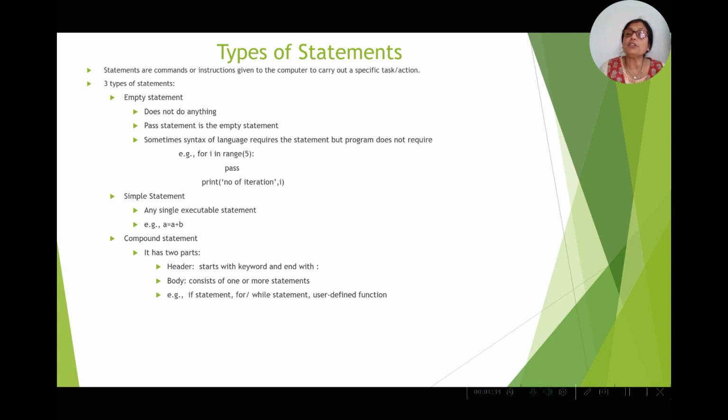Why is it so? Because a for loop is a compound statement. A compound statement requires at least one statement within it. That's why we are using the pass statement. After that we can print the iteration. That's the example of the pass statement, and we are going to learn the pass statement in the next lesson too.